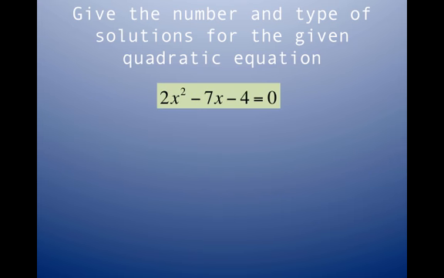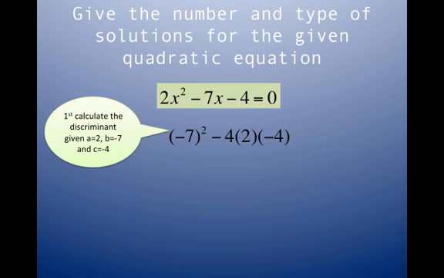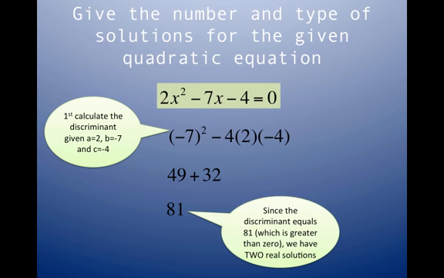All right, what about 2x squared minus 7x minus 4? Again, do I need to solve this? Absolutely not. I can just use the discriminant. All right, and so I'm plugging in the b squared minus 4ac, where negative 7 is b, a is 2, and c is negative 4. All right, I calculate this. I get 49 plus 32, or 81. All right. Do I need to worry about what this means? No, 81 is positive. 81 is greater than 0. And since 81 is greater than 0, we have two real solutions.